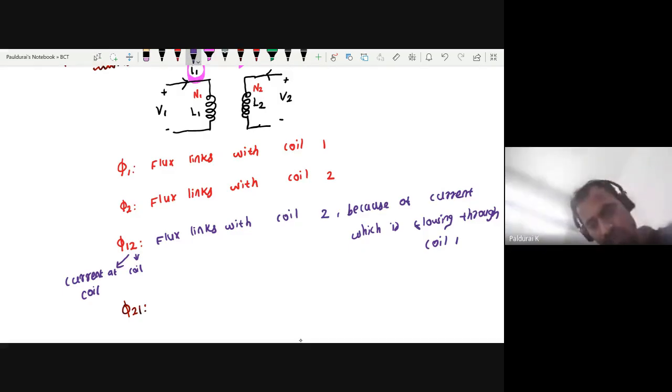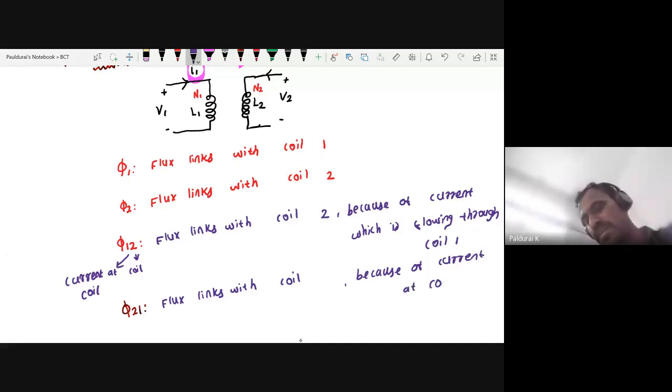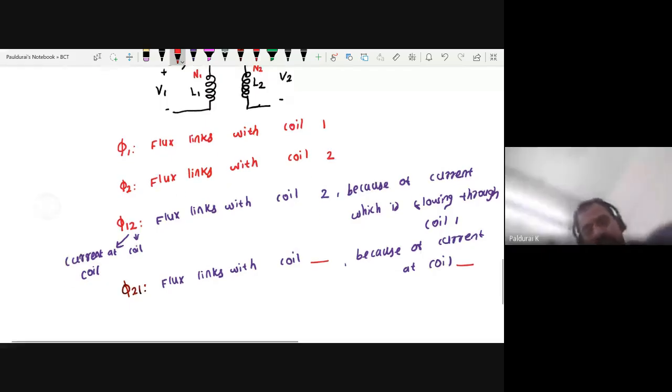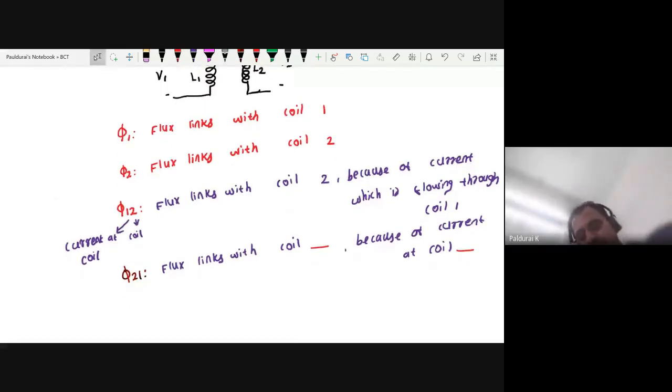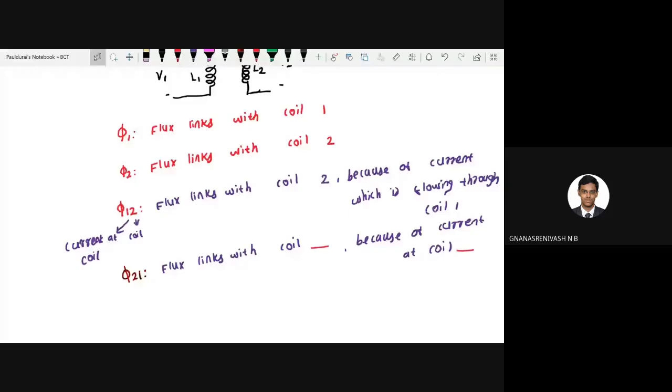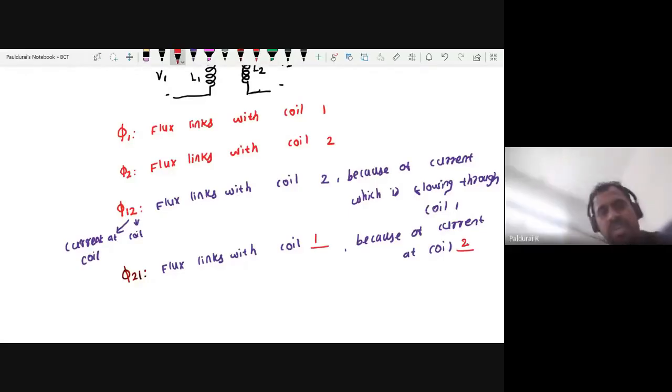Phi 21 flux, anyone please? Links with coil, because of current at coil. Can you fill these two dashes? Anyone? The flux links with coil 1 because of current at coil 2. Okay.